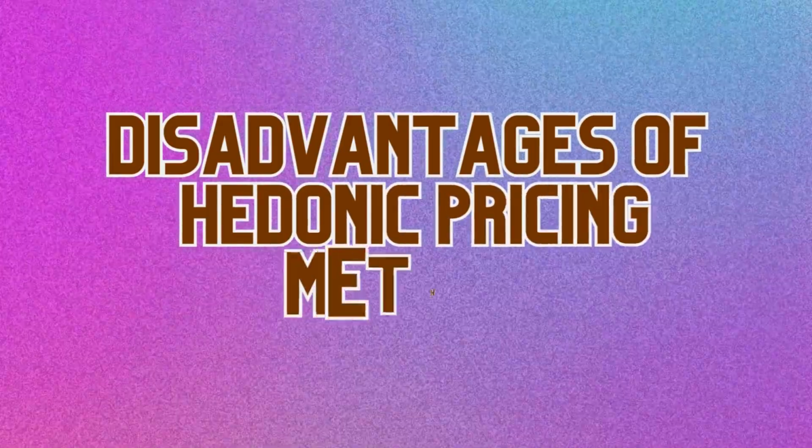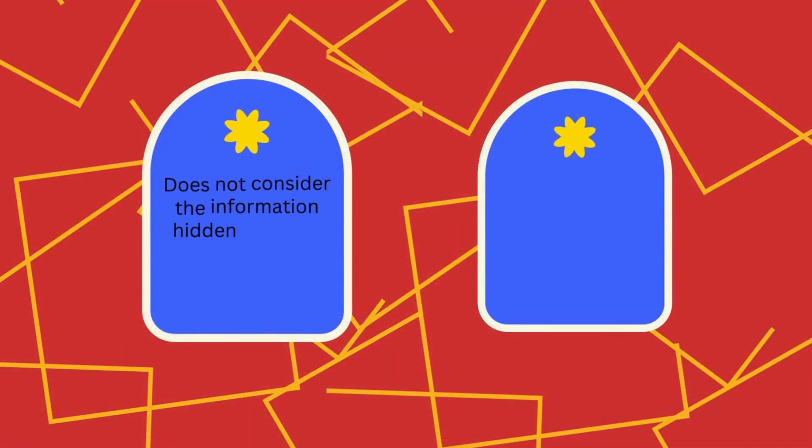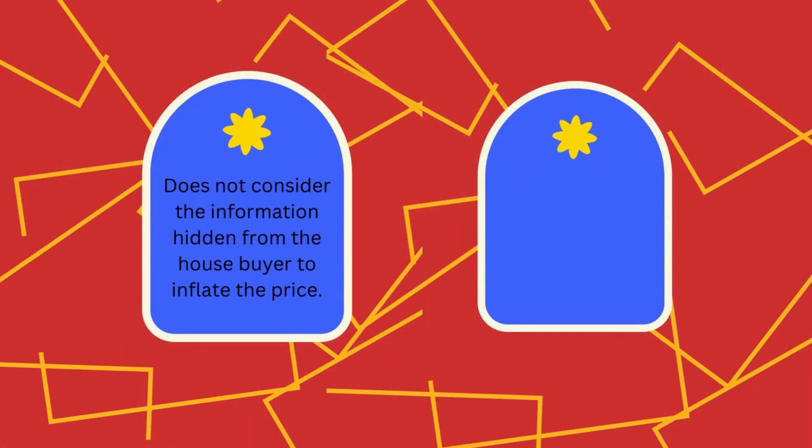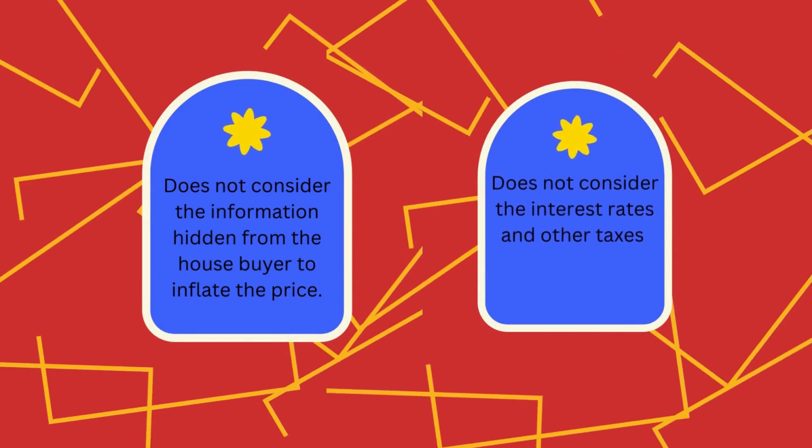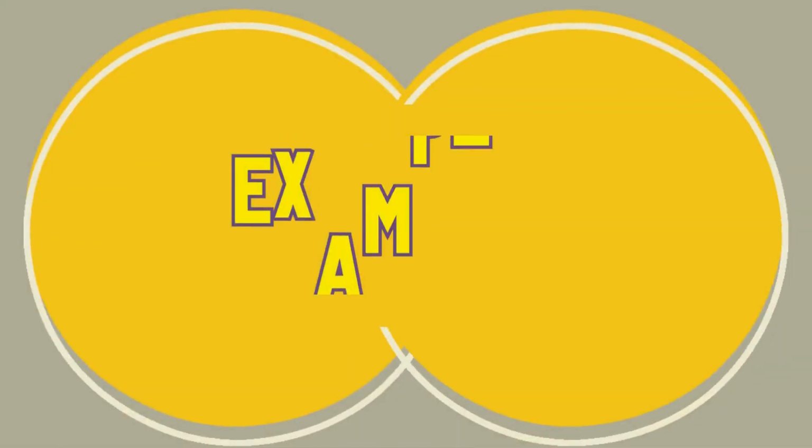The disadvantages of hedonic pricing method. Does not consider the information hidden from the house buyer to inflate the price, and does not consider the interest rates and other taxes.